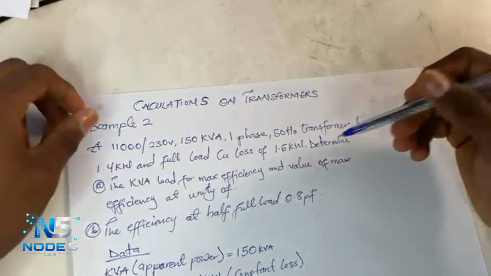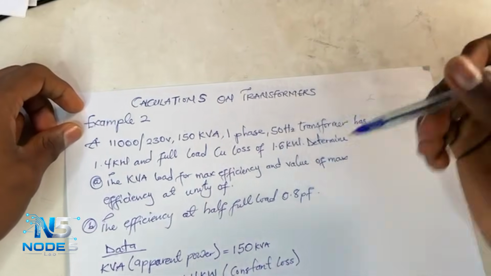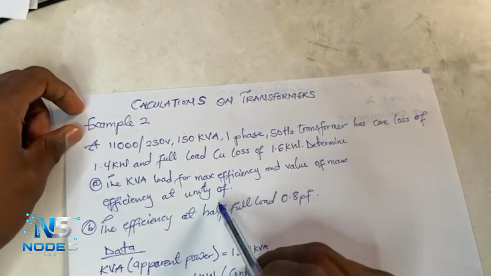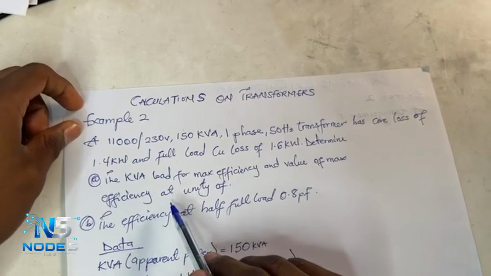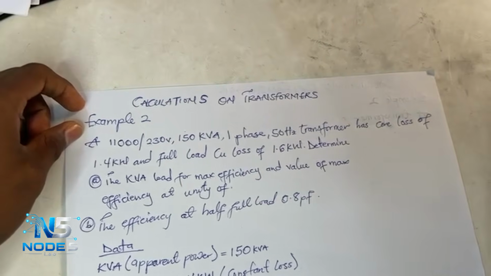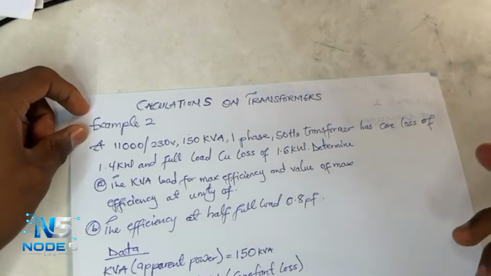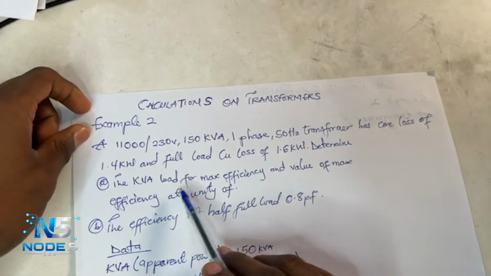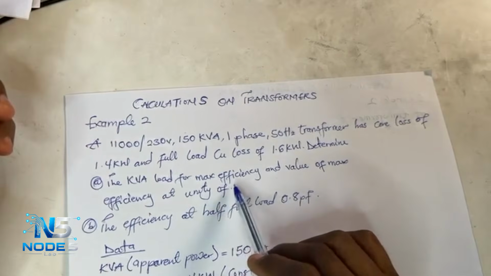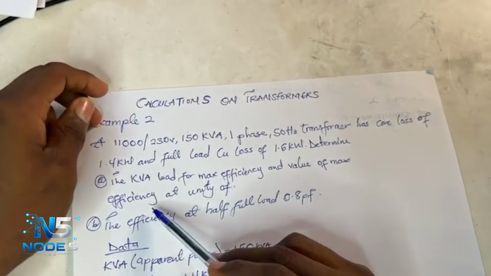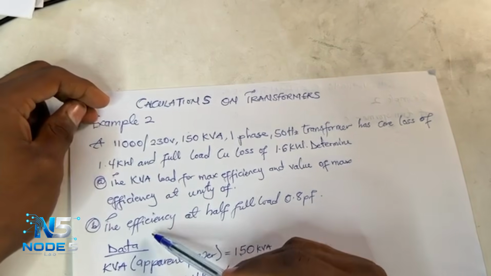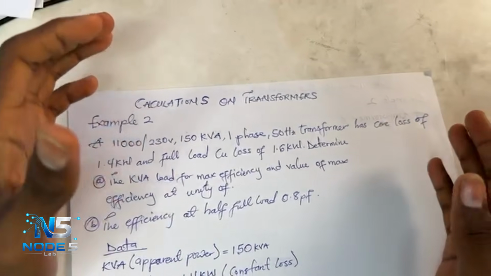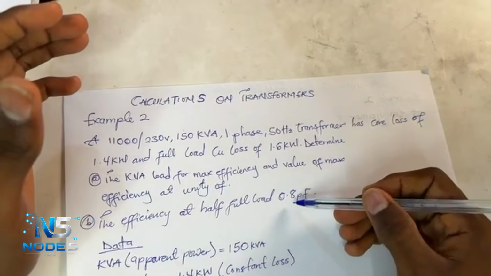So the question is telling us to determine the kVA load for the maximum efficiency and the value of the maximum efficiency at unity. Okay, so when the power factor is at unity, we should calculate the kVA load for the maximum efficiency and the value of the maximum efficiency. And part B is telling us to calculate the efficiency at half full load when the power factor is 0.8.